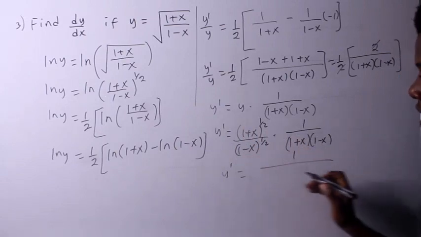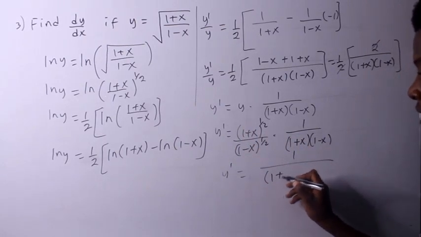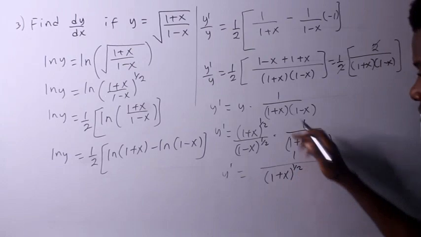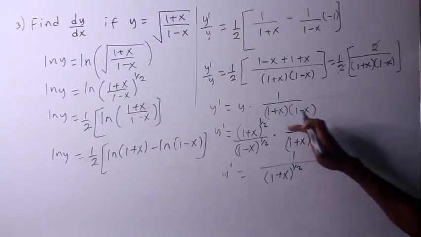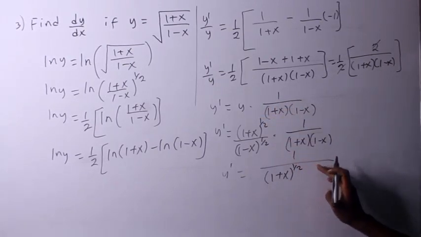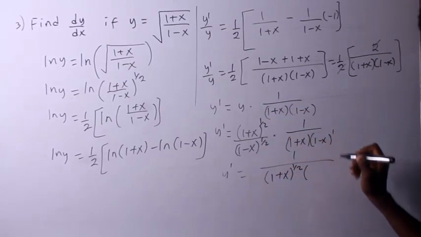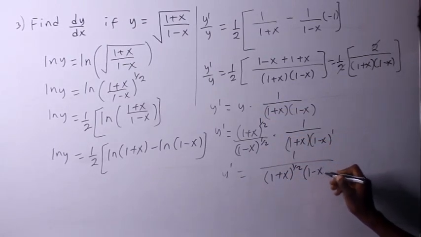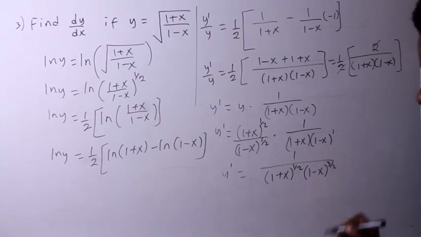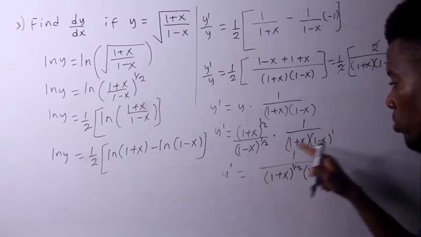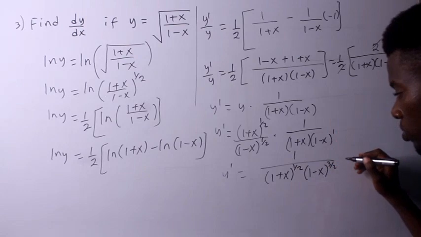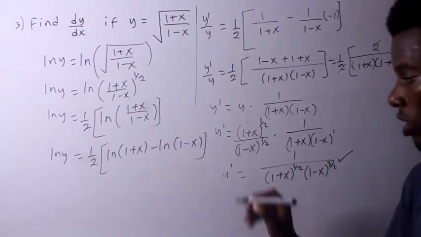to subtract, I'll have (1 plus x) to the power of half. This one comes down, I'll have 1 minus half. That's how I got this half. And (1 minus x) to the half times (1 minus x) to the 1 will give me (1 minus x) to the power of 3 over 2. If I add 1 over 2 plus 1, I'm going to have 3 over 2. So this is y prime.